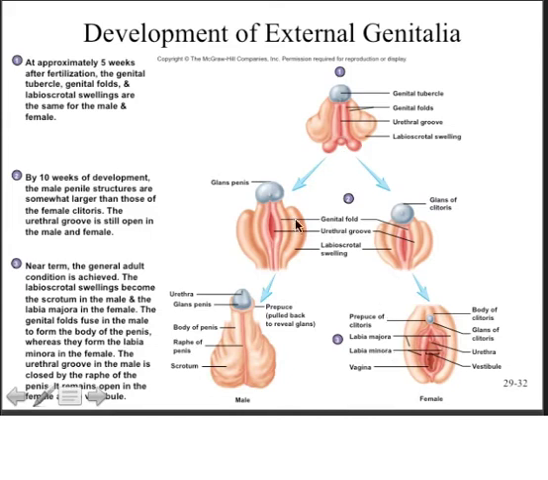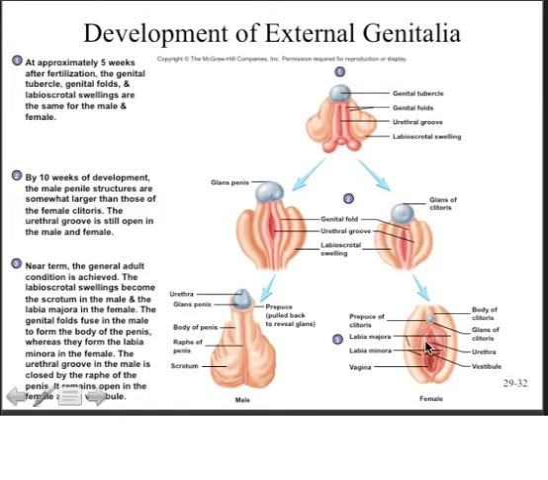But by 10 weeks of development, as you can see down here, the male penile structures are larger than the clitoris, as we would see here when we compare the male and the female, but the urethral groove, you can see down here, is still open in both the male and female external genitalia. Near term, what happens is that the adult condition will emerge. The labioscrotal swellings become the scrotum in the male and the labia majora in the female. The genital folds fuse in the male to form the body of the penis, where they form the labia minora in the female.